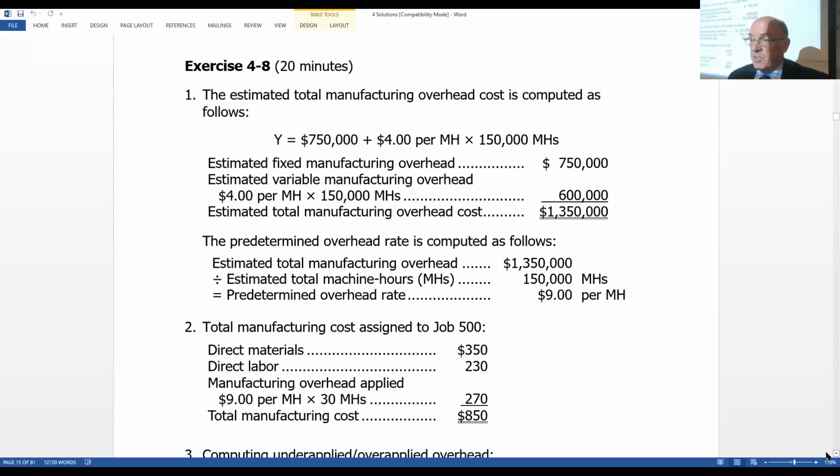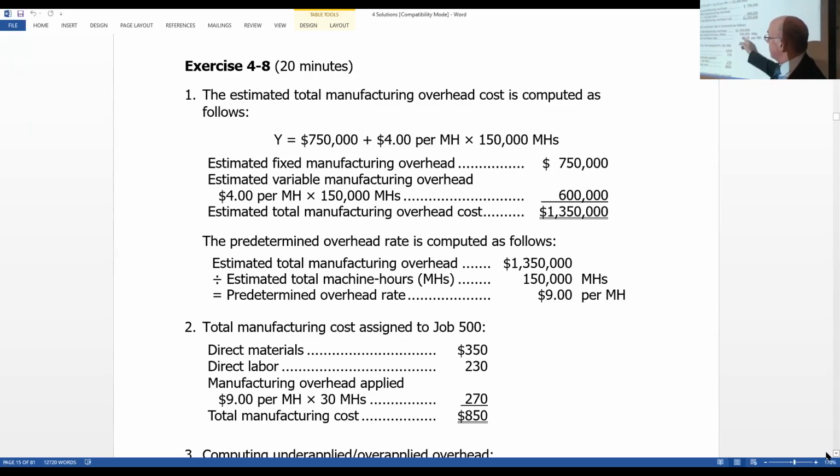Yeah, y equals a plus bx. Yeah, plug it in pretty much. So the first requirement, compute the predetermined overhead rate. So there it is. Fixed cost is 750,000. Y equals a plus bx. A is 750,000. B is $4 a unit, and X is 150,000. So 750,000 is the estimated fixed overhead, and the estimated variable, $4 times 150,000, is 600,000. So the total, 1,350,000. That's what you think the overhead cost is going to be.